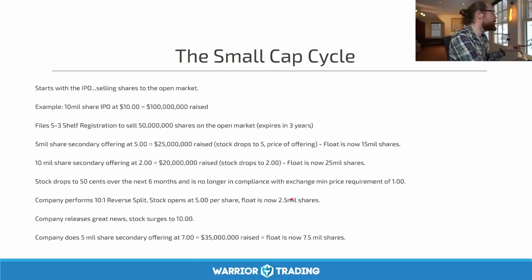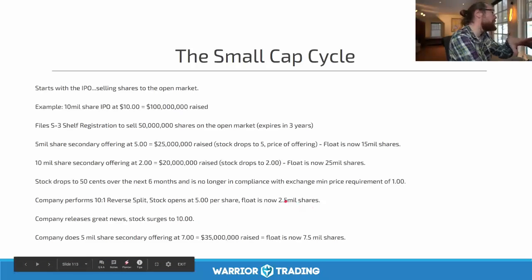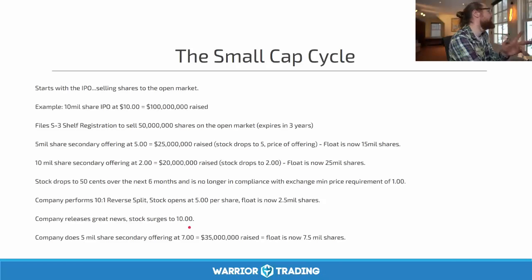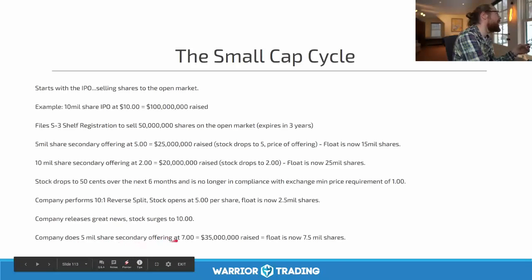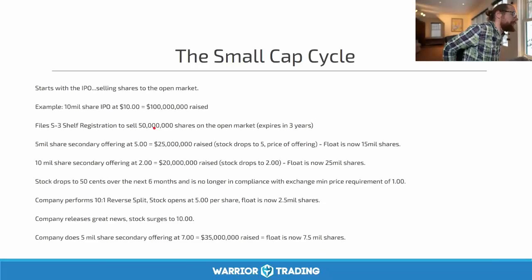The company releases great news, and now with a low float and good news, the stock spikes to $10 a share. The company does another 5 million share secondary offering at $7, in accordance with the S3, which is still valid. They raise another $35 million, the float now goes up to 7.5 million, and now they've raised $180 million. And this is something that we see happen again and again and again. It's a combination of secondary offerings, reverse splits, secondary offerings, reverse splits, and of course news headlines coming out in between.